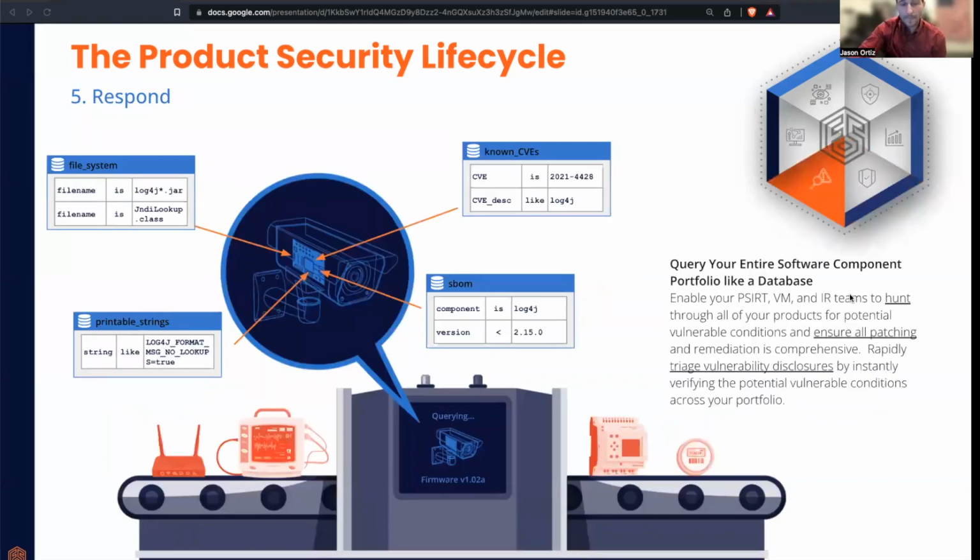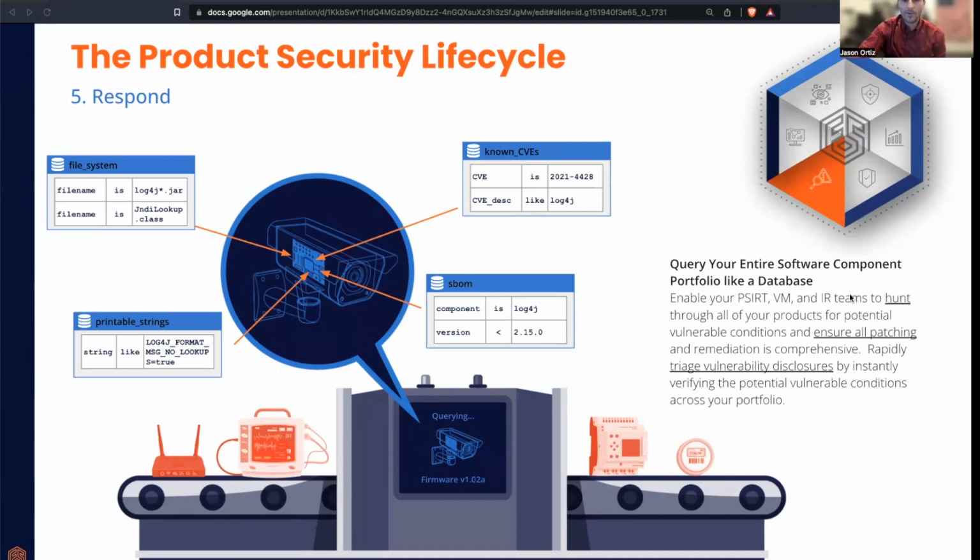Now the fun part. If you have all of that data and you're able to do those first 4 steps really successfully, then there's absolutely no reason that you shouldn't be able to respond in the case of a changing threat landscape. So say we have a new vulnerability released. Now your team should be able to respond and immediately identify where that vulnerability exists in your products.